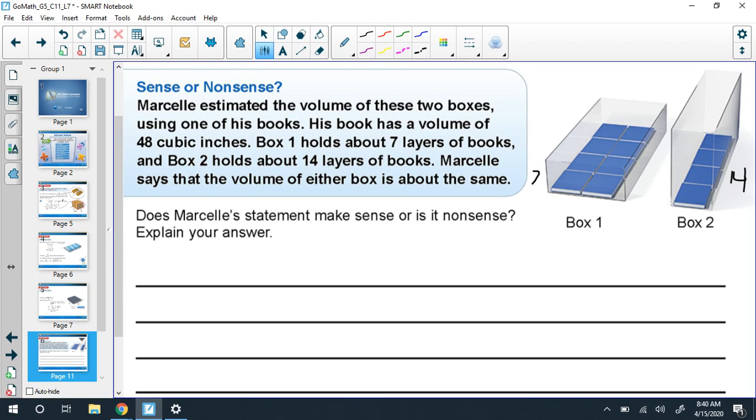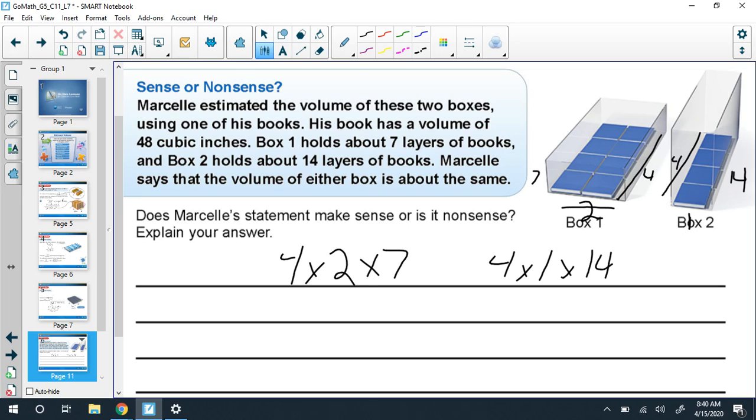Well, we can look at this and we see that both of these boxes have the same number of books laid from front to back. Both of them have 4, right? So we have 4 and 4. That's totally the same. Across the front here, this one is 2, whereas this one is only 1. So the one on the right is a 4 by 1 by 14. And the one on the left is a 4 by 2 by 7. Right? And the question is, are these 2 equal?